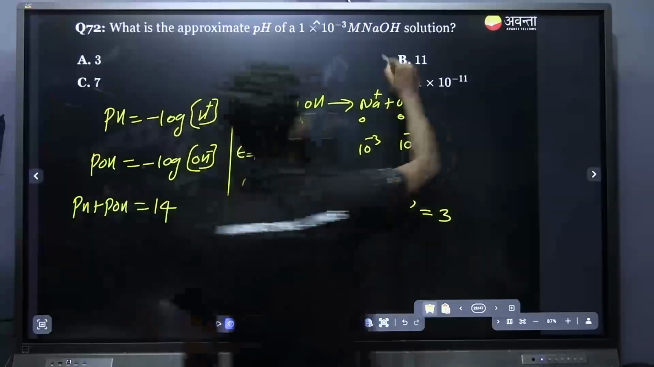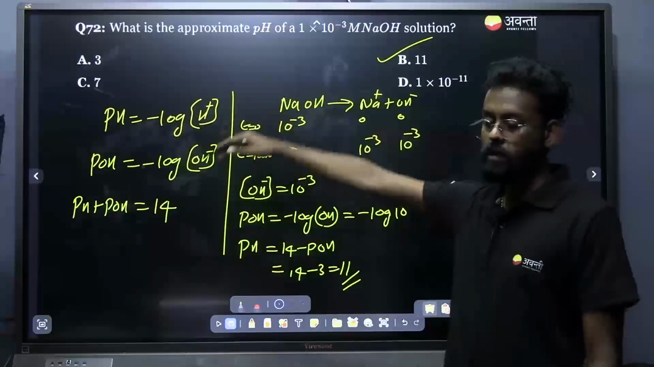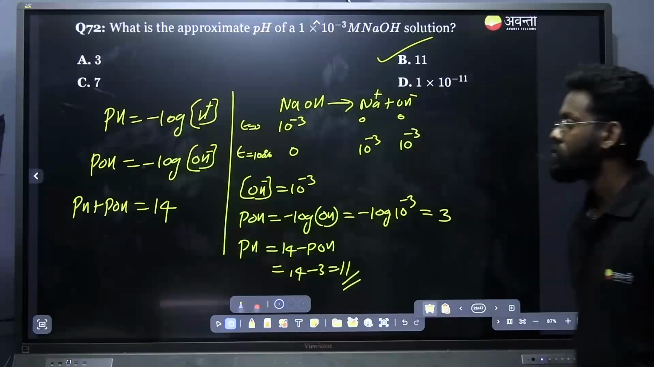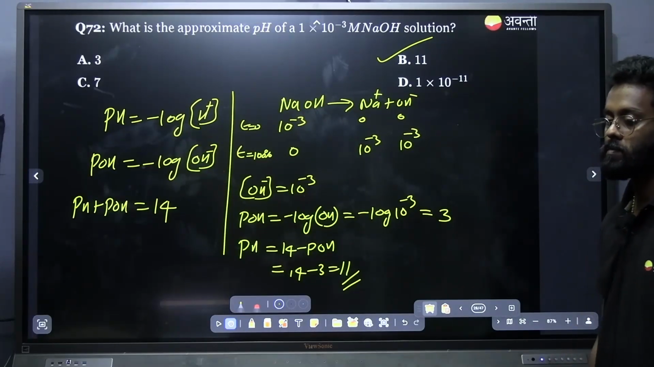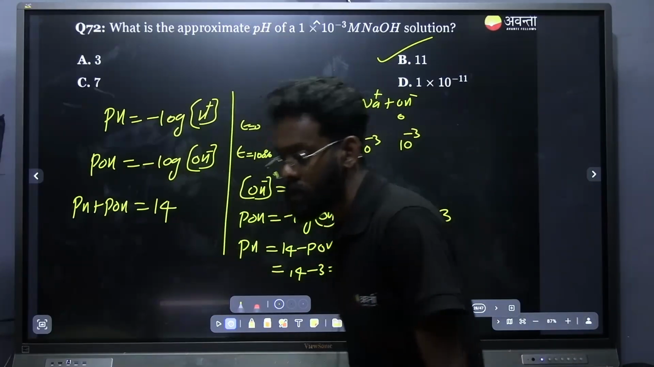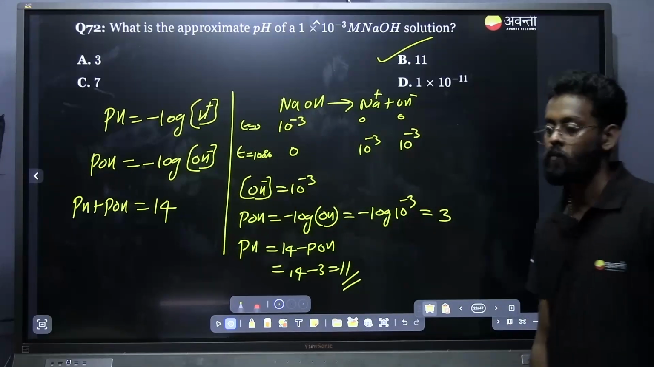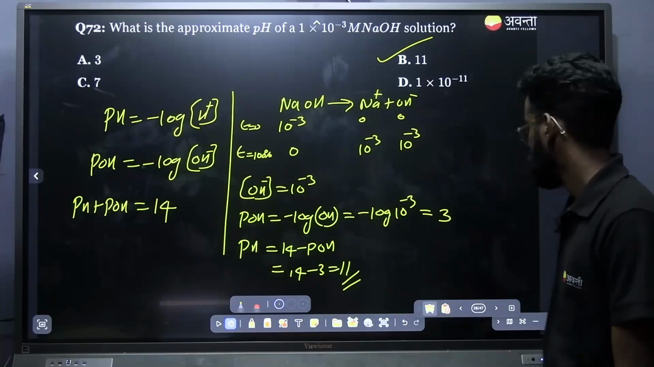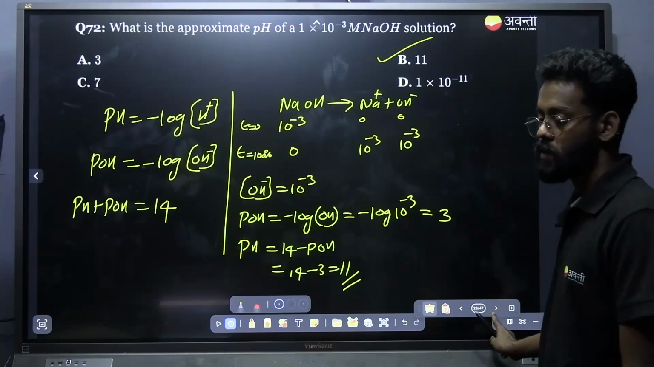Is it clear, everyone? We will be discussing this in the next class. Don't worry about it, it is just a pH, pOH calculation. If it is clear, I can move to the next question. Guys, are you ready?